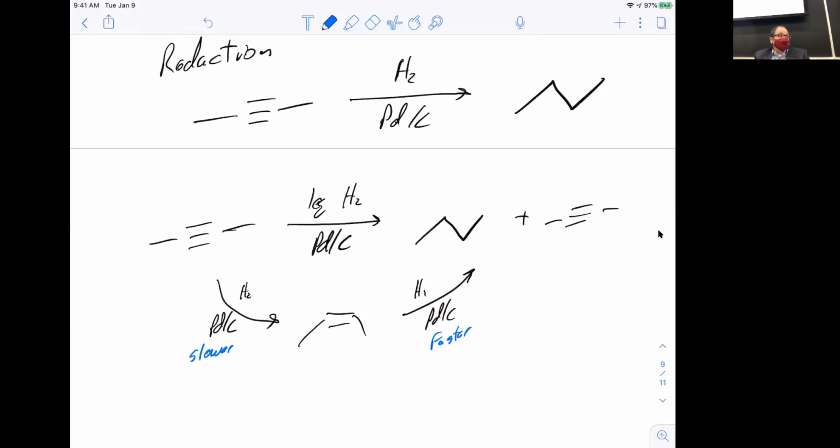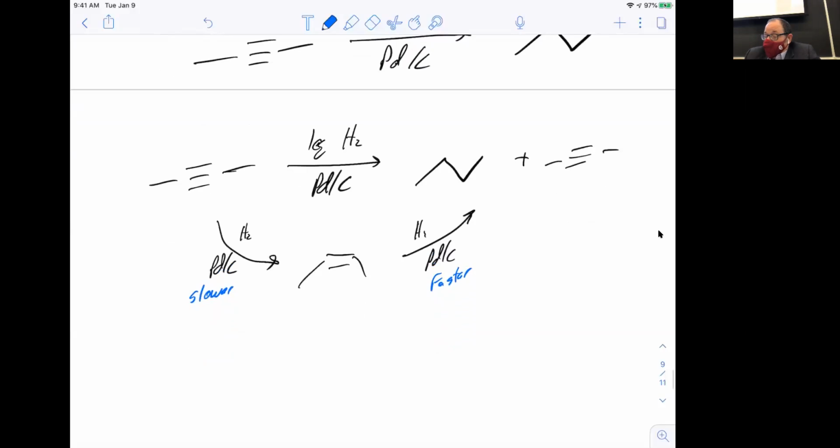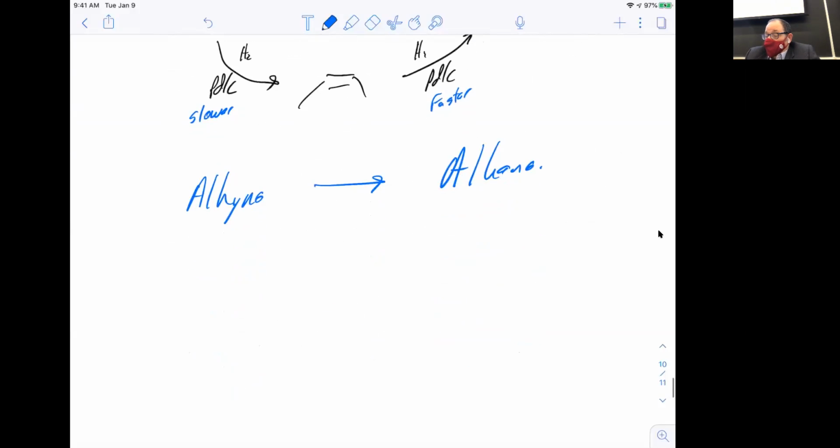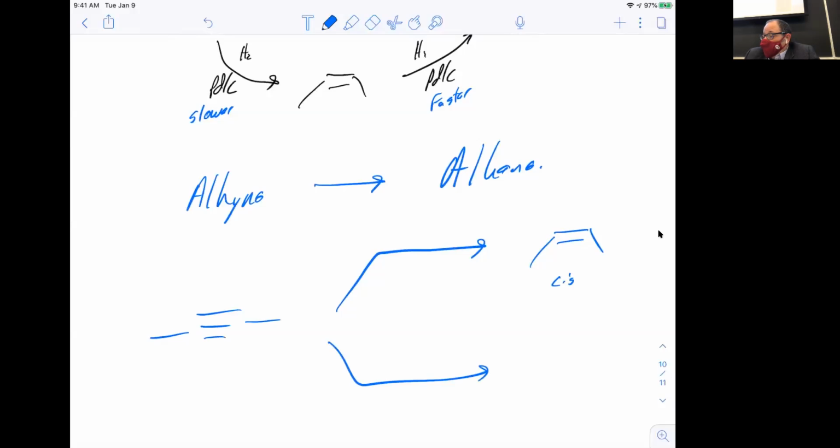So there's no way to stop catalytic hydrogenation with palladium on carbon or platinum or nickel. If I want to stop halfway, from the alkyne to the alkene, I'm going to need special reagents, a special way to do that. And if we think about it, there are two possibilities. I could get the syn addition, which gives the cis, or the anti-addition, which gives the trans.